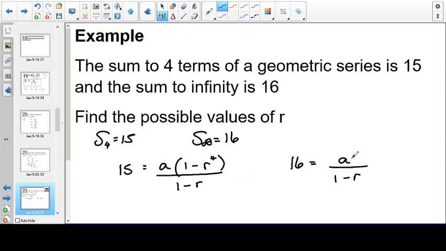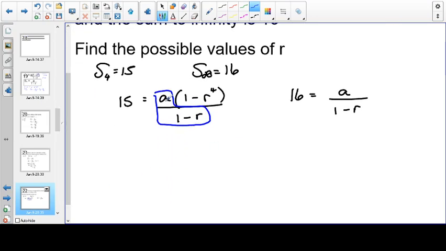Now we could make A the subject here, I suppose, and substitute it in. Alternatively, it might be slightly easier that there is that. So this is 16. So rather than substituting in for A, I'm going to substitute in for A over 1 minus R. So actually we've got that. I'm going to divide by 16. Or shall I expand out? I'll expand out.